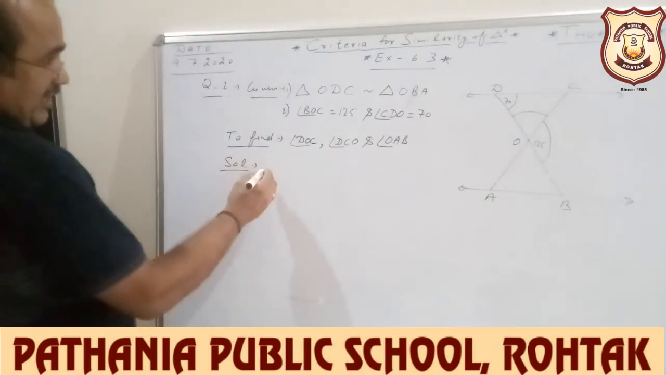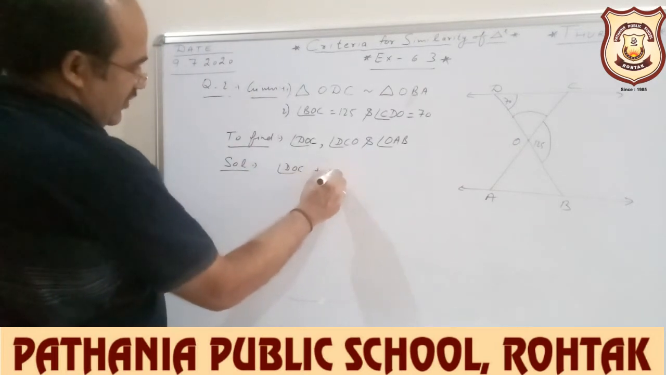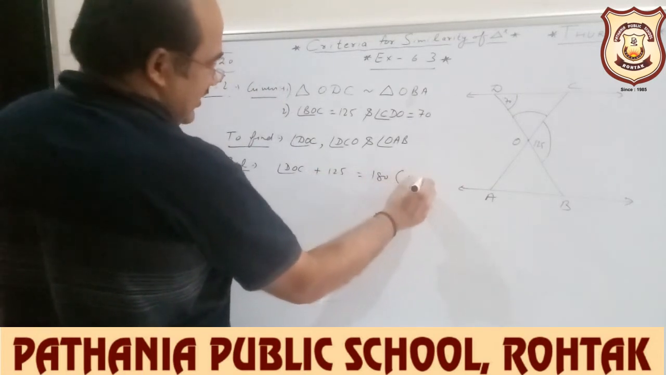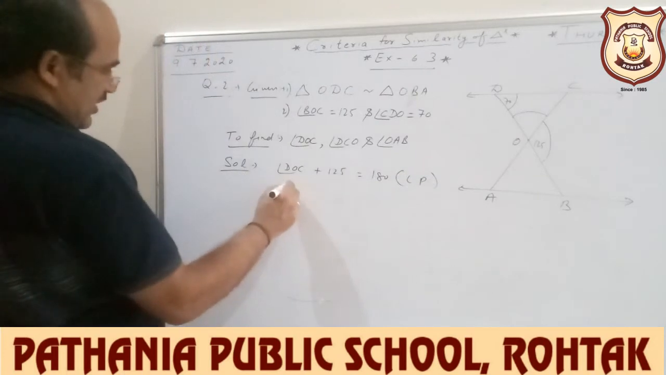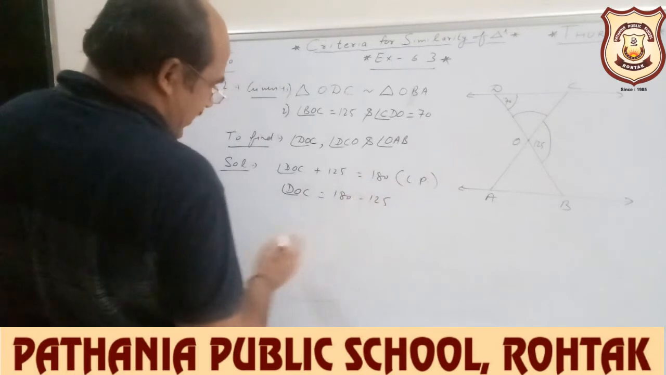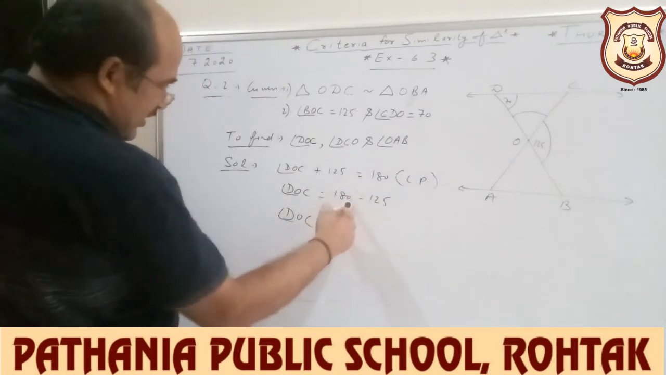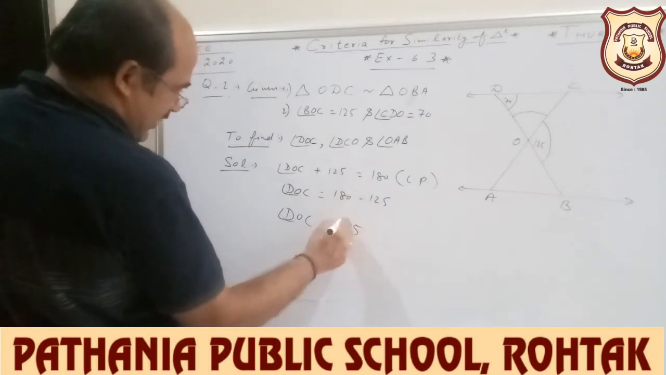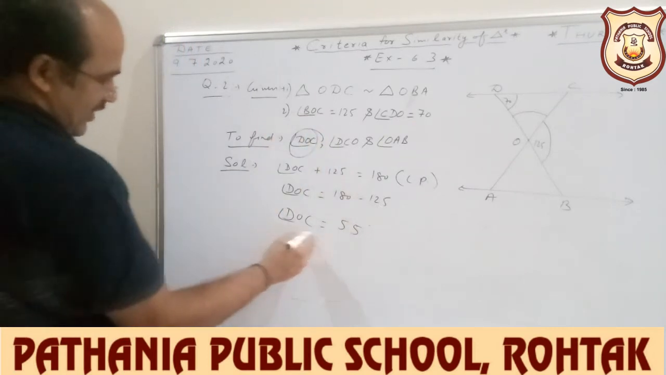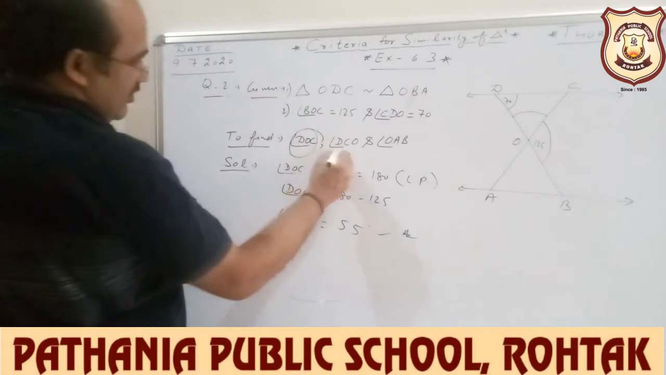Start with this only: angle DOC plus 125 equal to 180 degrees. Why? Linear pair. DOC equals 180 minus 125. Angle DOC is 55 degrees. So this one value we are having; this becomes the answer. Now concentrate on DCO.